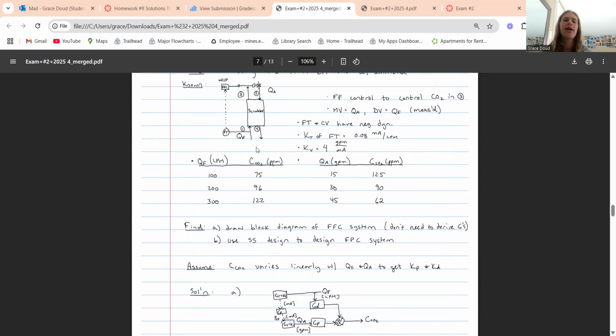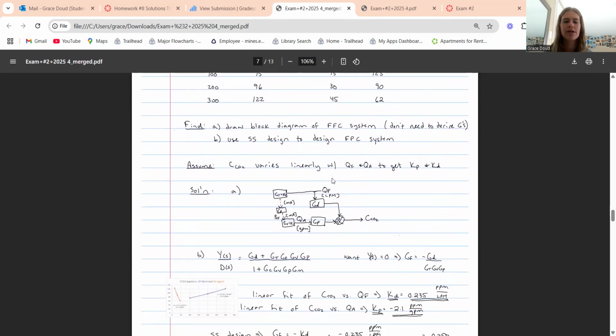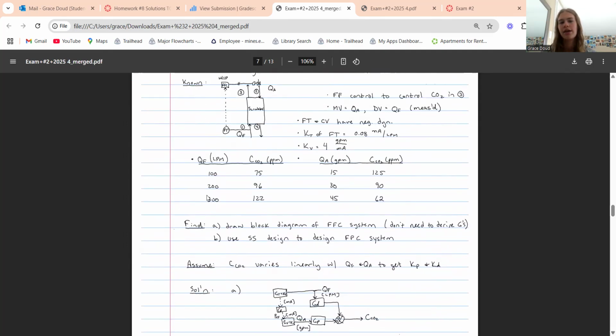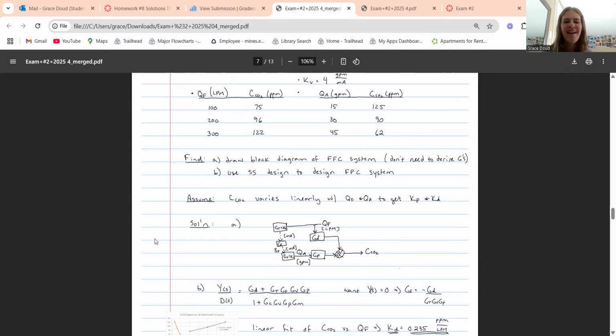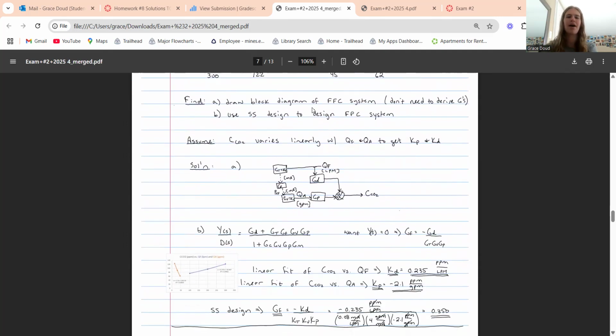The first thing I noticed was that it gave you how the CO2 concentration changed as these different flow rates changed. So I did a linear regression in Excel and they had super high R squared values. So it was allowable to use that linear regression and that information to figure out the relationship between these two and then these two. And we use that to get the respective gains. And then here we drew a block diagram.